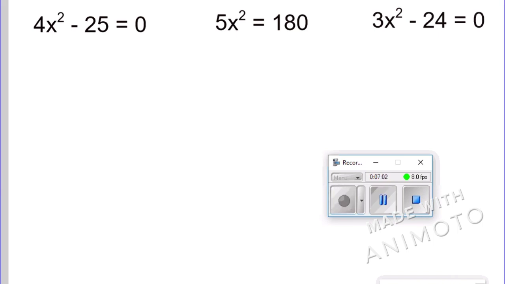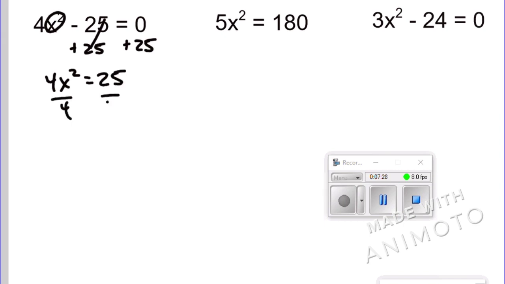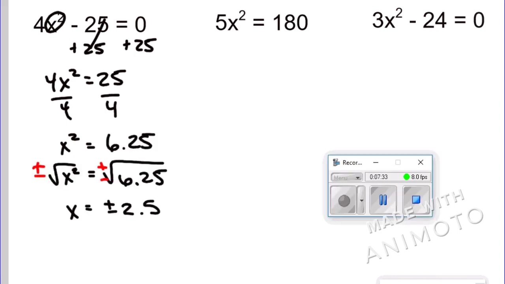And what's nice is anytime we have two terms or a group squared equaling a number, again, two terms, we can always solve it by finding square roots, or as we get further in these lessons, by cube roots, fourth roots, whatever. So what's nice here is we can isolate the squared term. So I'm going to add 25. So we have 4x squared equals 25. Then I'm going to divide by 4. We get x squared equals 6.25, and then we square root both sides.